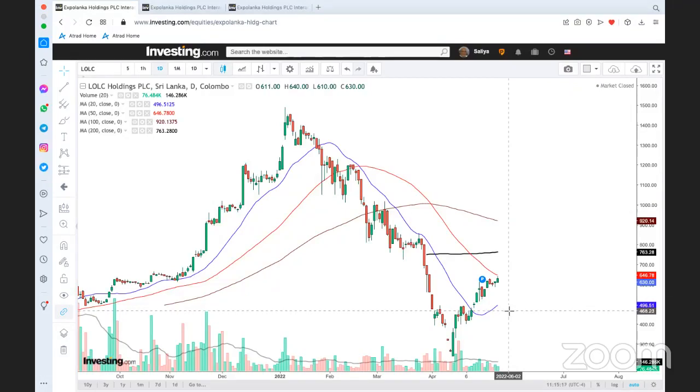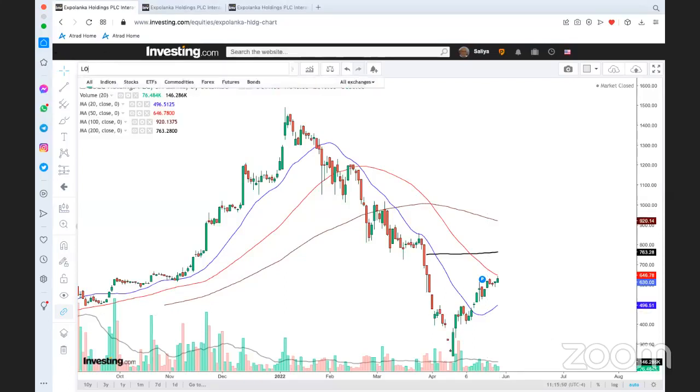In Expo Lanka, at the moment, the 50 and the 200-day moving averages are close to each other, and the prices are testing that level, right? The important thing is to understand, once again, I have to repeat, the uptrend, right? Because if we don't believe that there is an uptrend, there is no point trying to buy. Okay, that's why.